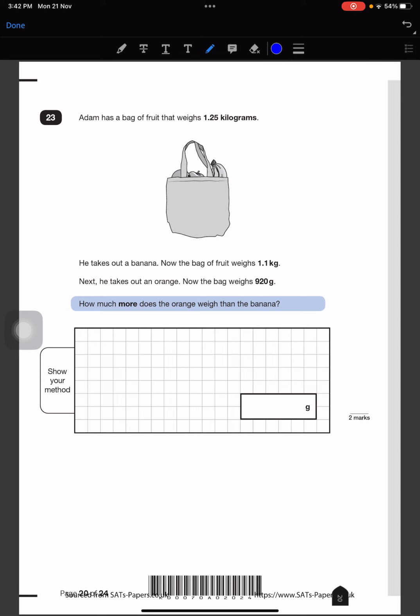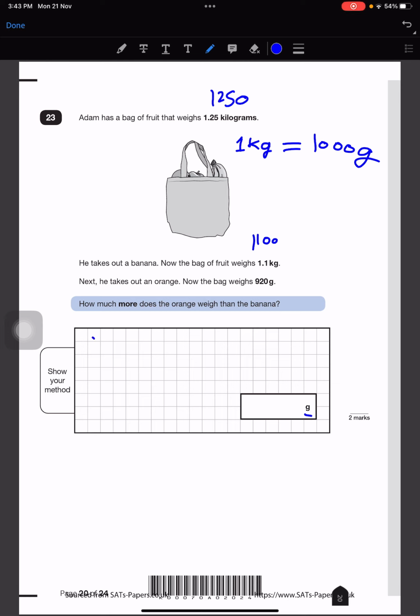Okay, so what we're going to do is first write them in grams, because the answer will also be in grams. As we know, 1 kg is equal to 1,000 grams. So this will be 1,200, that's how we convert it, and this will be 1,000. Now we are going to subtract them together.